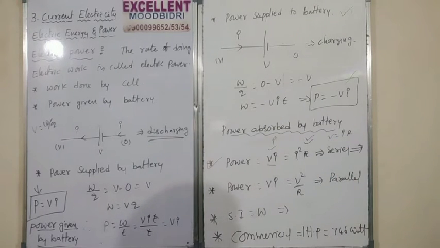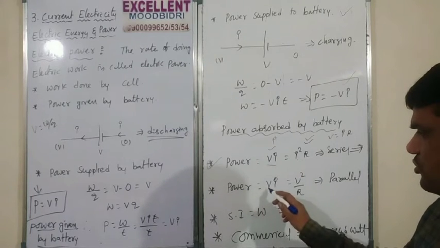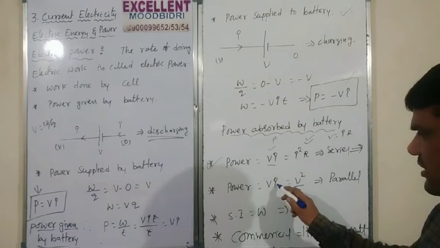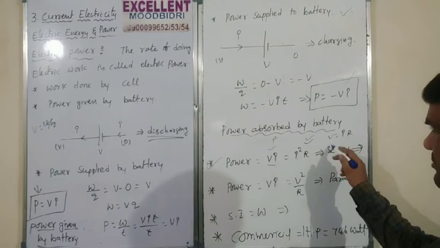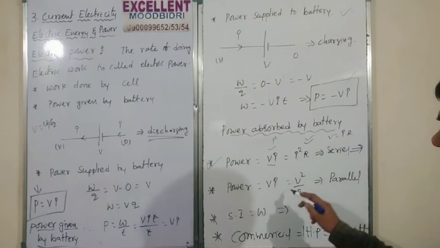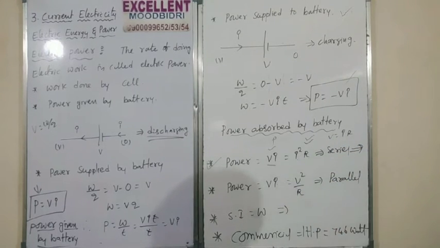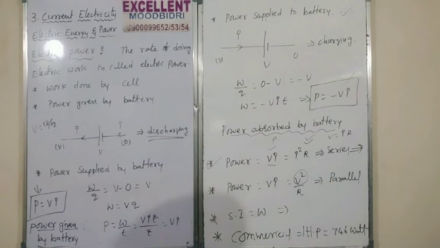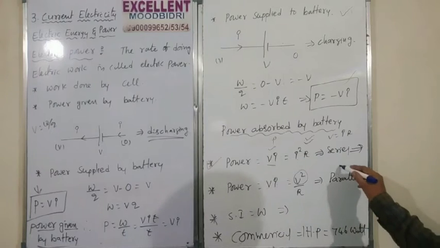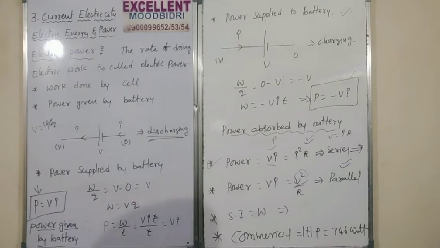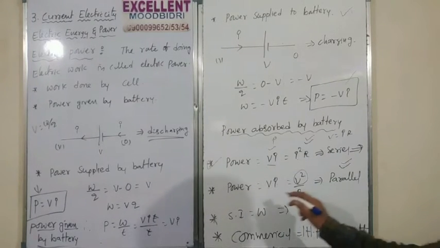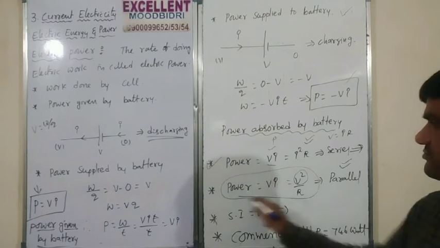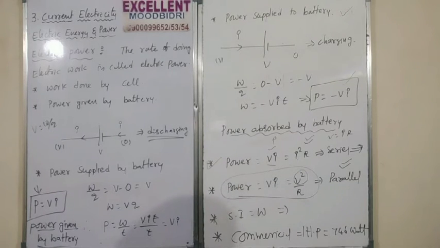Alright. Next, power is equal to V into I. Instead of I, we can write V by R. So V into V by R, V square by R will come, right? So here V is equal to constant, and V constant means a parallel combination. That means in parallel combination we have to use this formula, P is equal to V square by R, right?